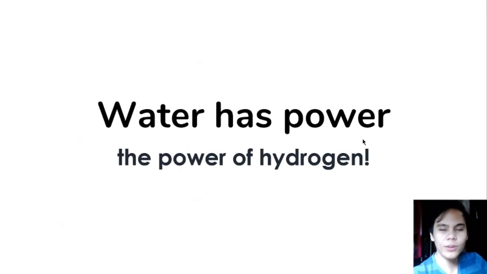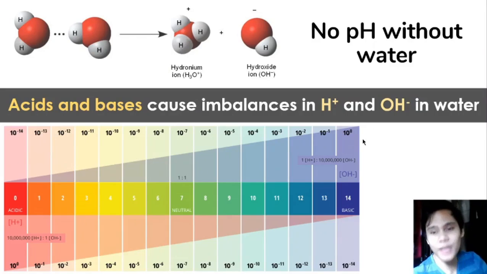So water also has power, quote unquote, the power of hydrogen, or basically known as the pH. So without water, there's no such thing as pH. You can note this in your chemical reactions. If you have chemical reactions with strong acids or strong bases, they have to be in aqueous solution. That means they have to be dissolved in water for them to act as acids or bases.